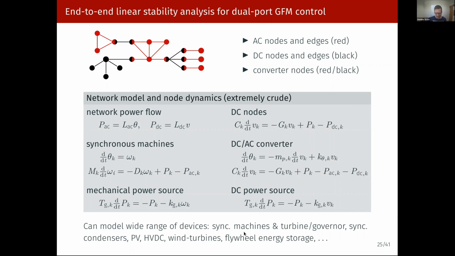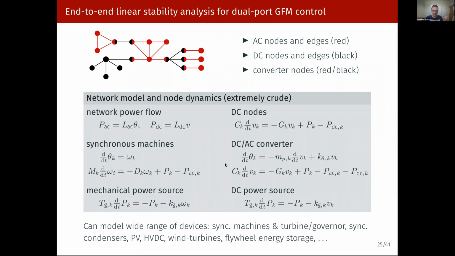So all of these things are interconnected through these graph models here. And through this, we can model a very wide range of devices. So a wind turbine with a back-to-back converter would be two of these converters connected through a DC network.